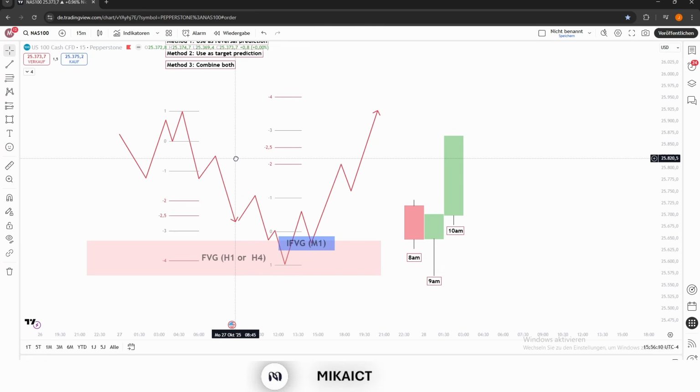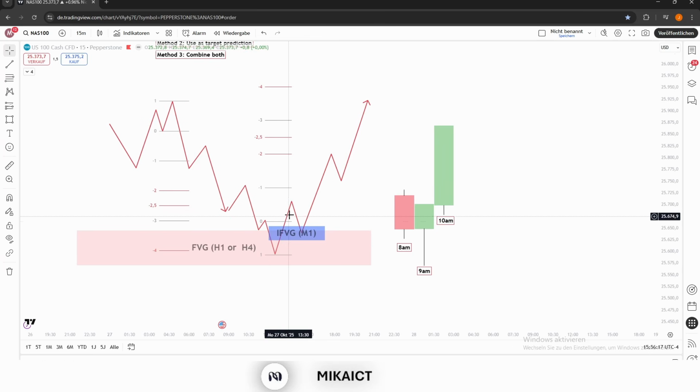And then the third thing is you want to see a market structure shift. That's what we have here, but around the -4 level. So you can see we want to see it inside or next to the fair value gap, and also the fair value gap should be in alignment with the -4 level. You want to see a market structure shift here.